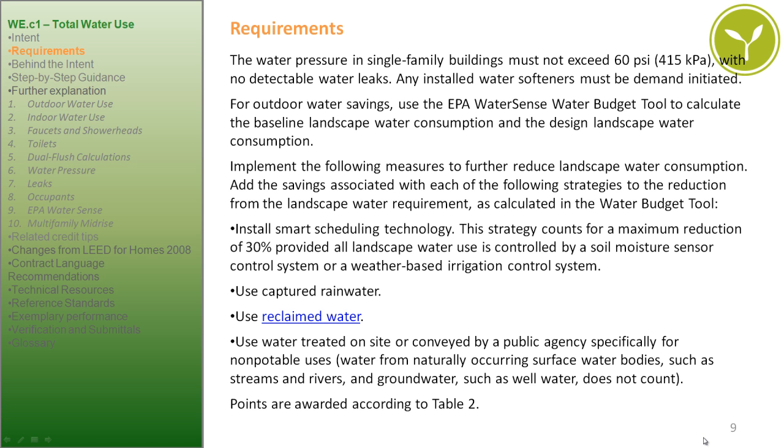1. Install smart scheduling technology. This strategy counts for a maximum reduction of 30%, provided all landscape water use is controlled by a soil moisture sensor control system or a weather-based irrigation control system. 2. Use captured rainwater. 3. Use reclaimed water. And 4. Use water treated on-site or conveyed by a public agency specifically for non-potable uses. Water from naturally occurring surface water bodies such as streams and rivers, and groundwater such as well water, does not count. Points are awarded according to Table 2.